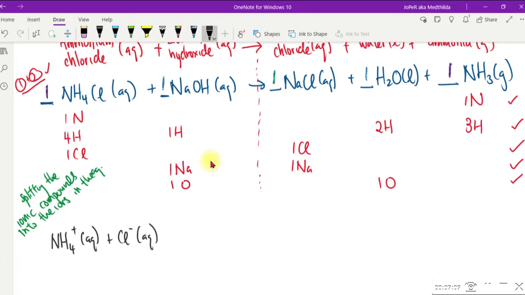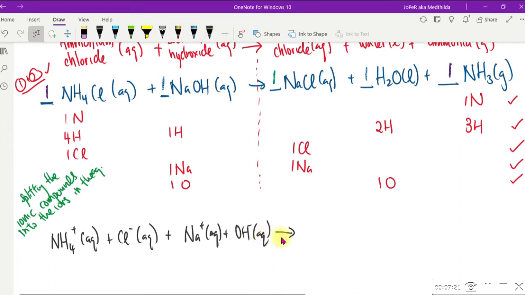Same thing, sodium hydroxide is an ionic compound in the aqueous state. So I'm going to split it up into Na plus aqueous plus OH minus aqueous. So I've split up my ionic compounds in the aqueous state into their respective ions. On the right hand side, sodium chloride is also aqueous. Can I split them up? Yes. So I get Na plus aqueous over here, chloride, Cl minus aqueous over here.